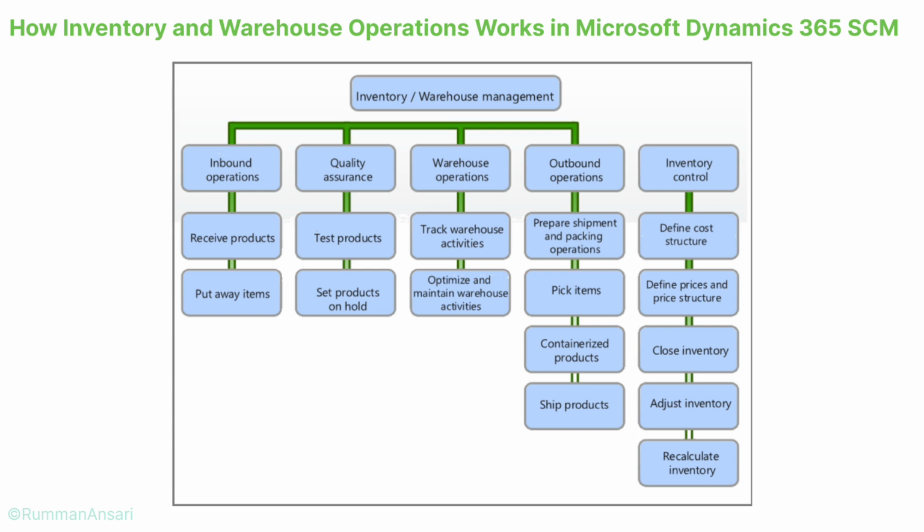Now in the second part, as you can see, quality assurance is there. In the quality assurance vertical, there are test products and set products on hold. What does that actually mean? It means that after items are received, some are tested to ensure they meet the quality standards. Products may be held back if they fail the inspection.